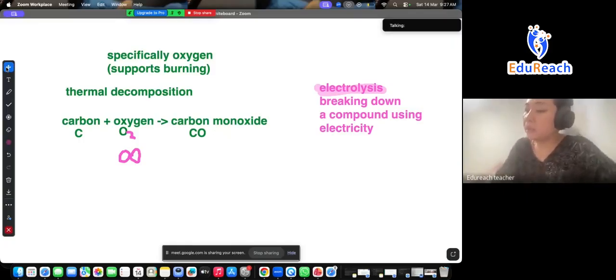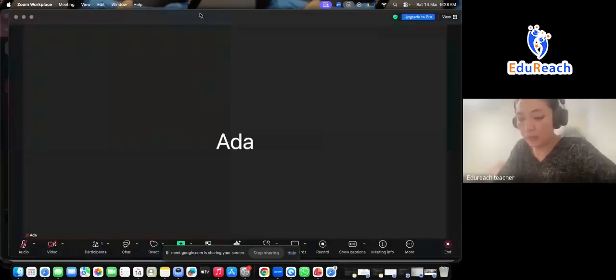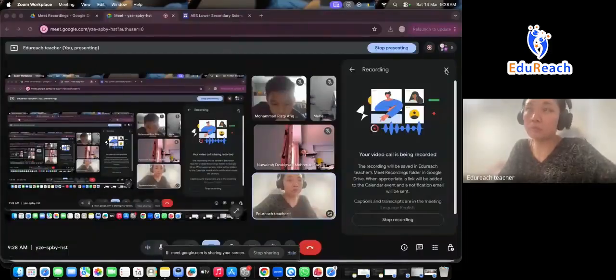Alkalis, the characteristics of an alkali: bitter taste, soapy feel, turns red litmus paper blue, and it is corrosive. Actually, to be honest, acids can also be corrosive when they are at a very low pH. Okay, let me just stop presenting.